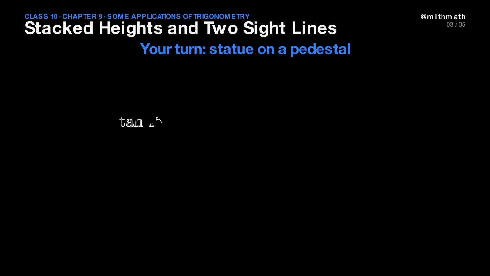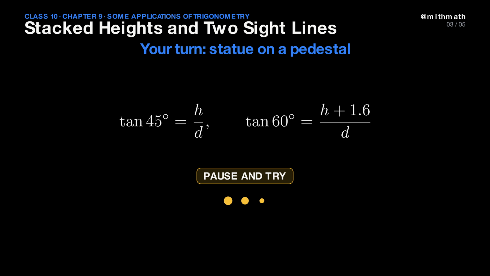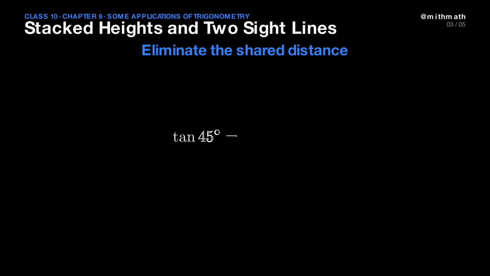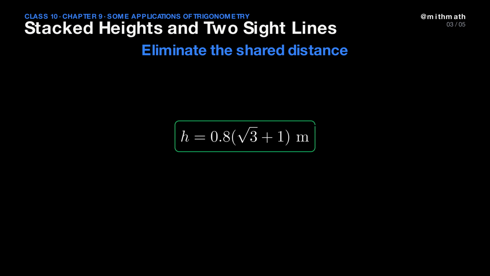A 1.6-meter statue stands on a pedestal. From one point, the pedestal top is at 45 degrees and the statue top at 60 degrees. Find h. The 45-degree equation gives d equals h. Substitution into the 60-degree equation gives h times (√3 minus 1) equals 1.6. Rationalizing gives 0.8 times (√3 plus 1) meters.